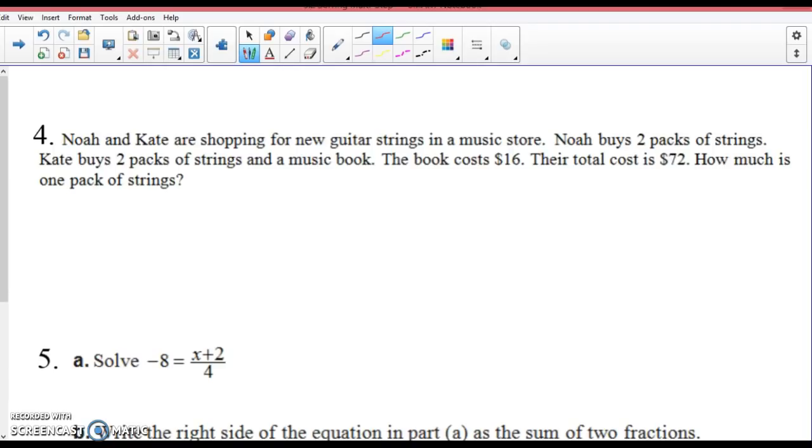Okay. Noah and Kate are shopping for new guitar strings in a music store. Noah buys 2 packs of strings, and Kate buys 2 packs of strings and a music book. The book costs 16. Their total is 72. How much is a pack of strings? Well, that's what we're looking for. Let x equal the cost of 1 pack of strings.